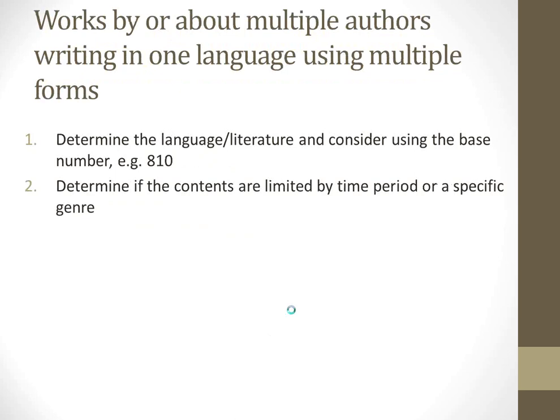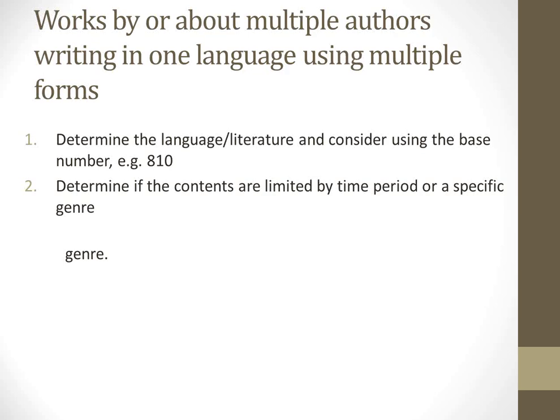So for multiple authors writing in one language, but in one form, so they're all essays, or they're all poems, or they're all short stories, it's pretty much the same process as when using Table 3A. Again, if the contents are limited by time period or a specific genre, you can add those subdivisions, but we're not really going to go in right now.